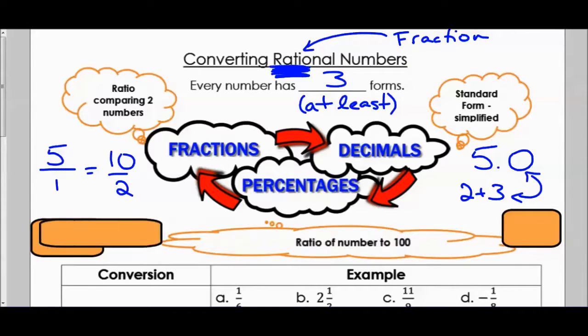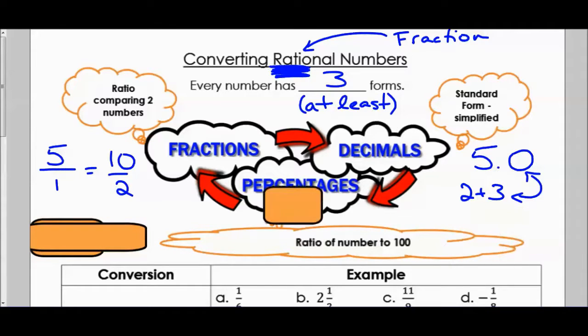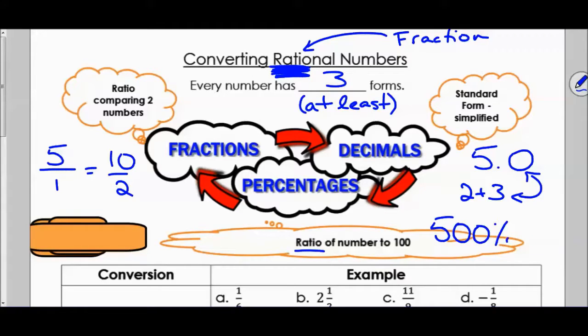Again, percentage represents that same value, just in a different way. Now we're comparing that number. It's a ratio between the number and 100. If we're talking about 5 sets of 100, that would be 500, so that's 500%. It's really the standard number times 100. The standard form times 100.